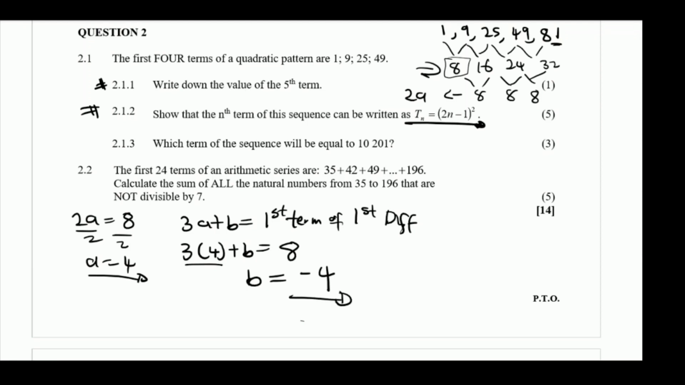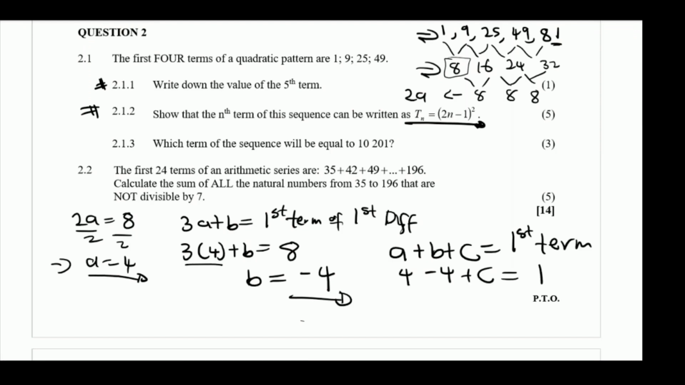Then to find your c, it's going to be a plus b plus c equals the first term of your sequence. You have your a, which we found as 4, your b, which is minus 4, plus c is equal to, what is our first term? It's 1. So c is going to be equal to 1, because these two will cancel out.